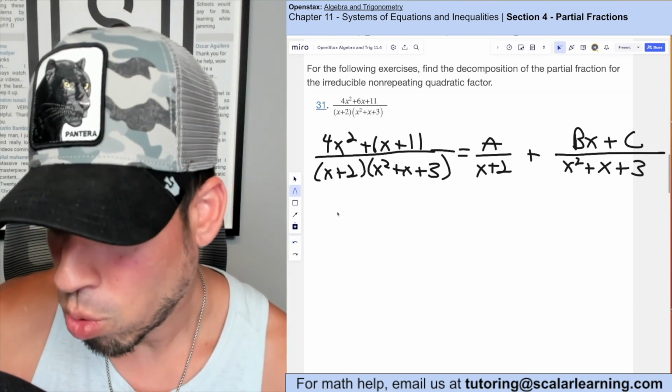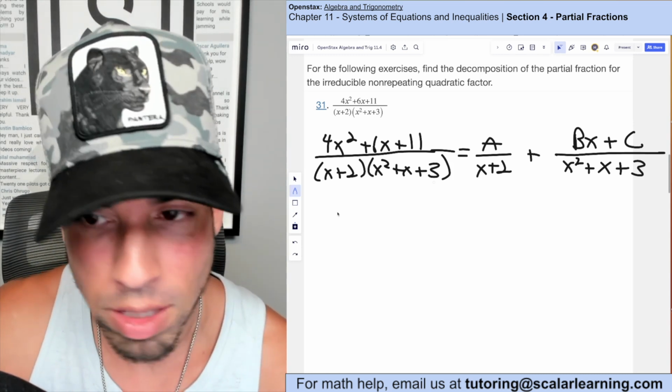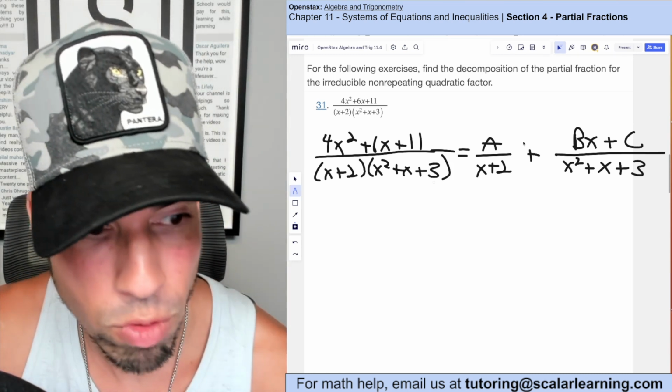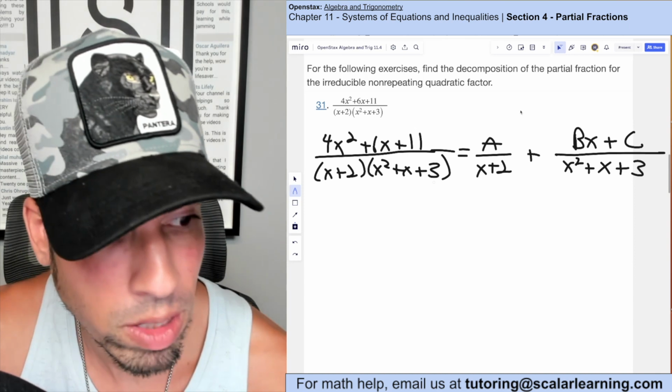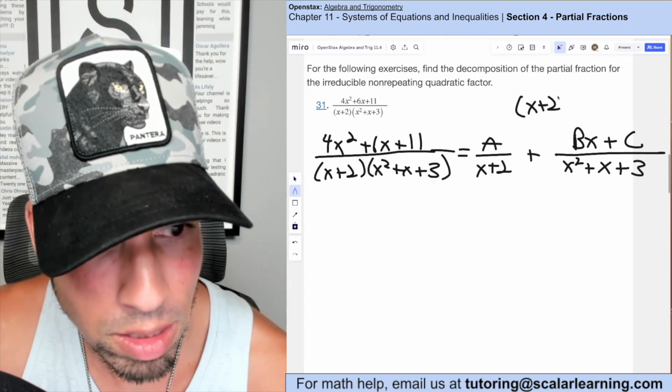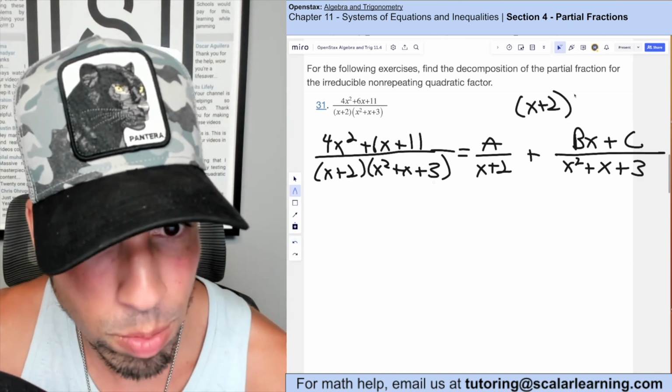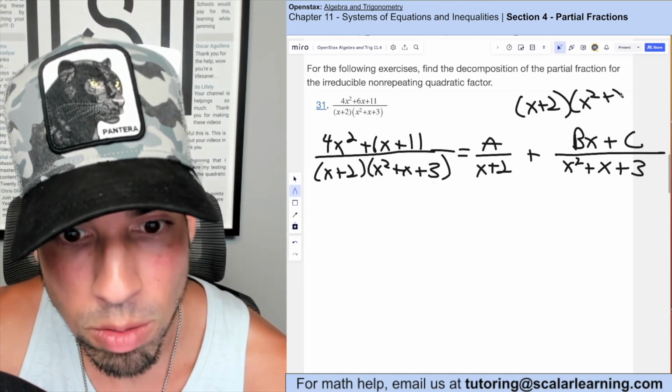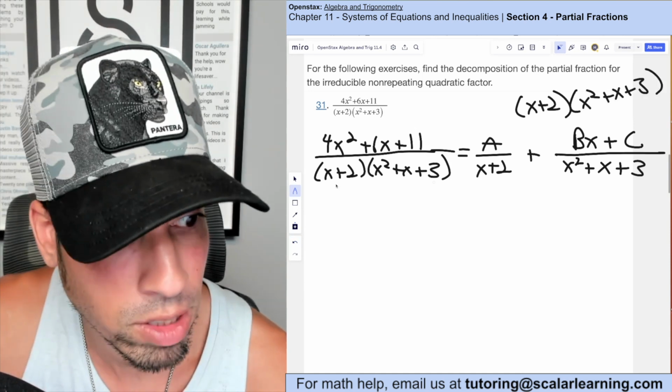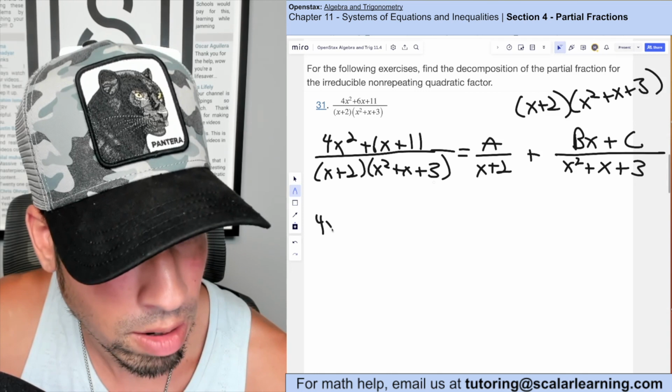When you have this quadratic that you can't factor or turn into linear components, you have to have this format. Okay, now after this, we follow that same process. We multiply everything by the denominator over here, which is x plus 2 times x squared plus x plus 3. Obviously, that's going to cancel this out. So we have that numerator.